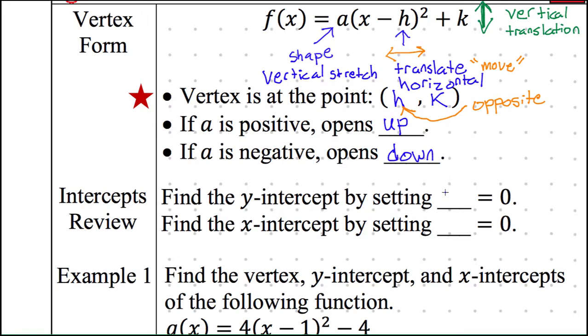You have to set x to 0 to find the y-intercept and y to 0 to find the x. Write it down. Thank you, India. Marble for India. XP for India.